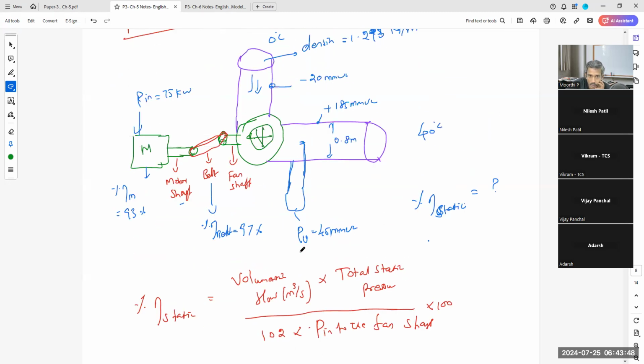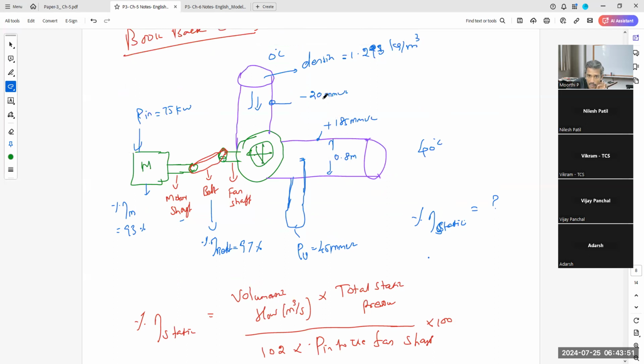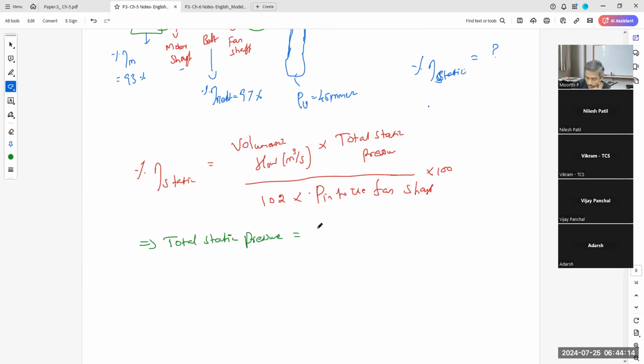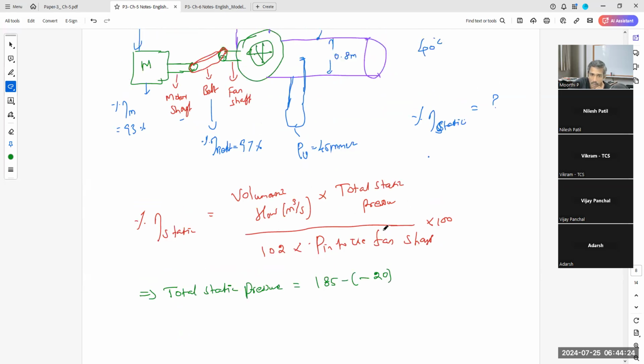How to calculate it? You have to see here: incoming minus 20, outgoing here 185. Totally how much pressure is developing? Minus 20 coming in, then minus 19, minus 18, up to 0. Then increasing 1, 2, then 185. How much is the increase? 185 minus minus 20. Understand this one?